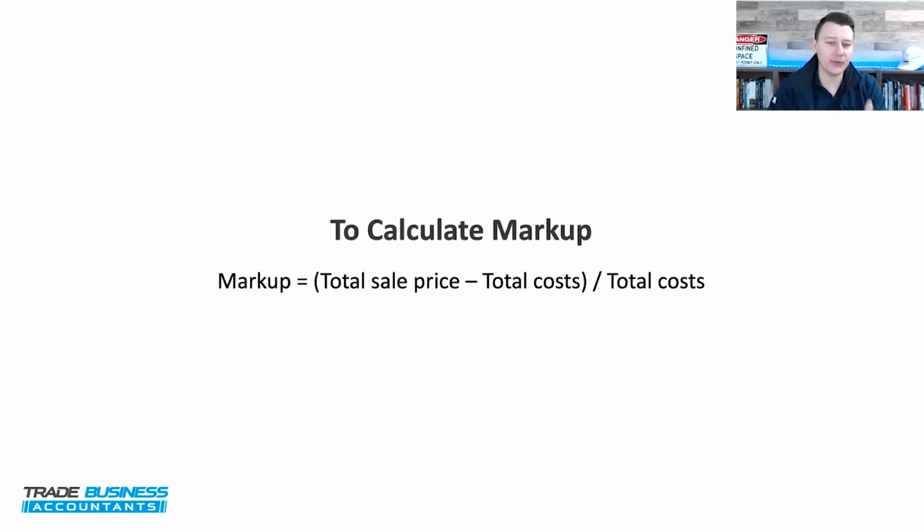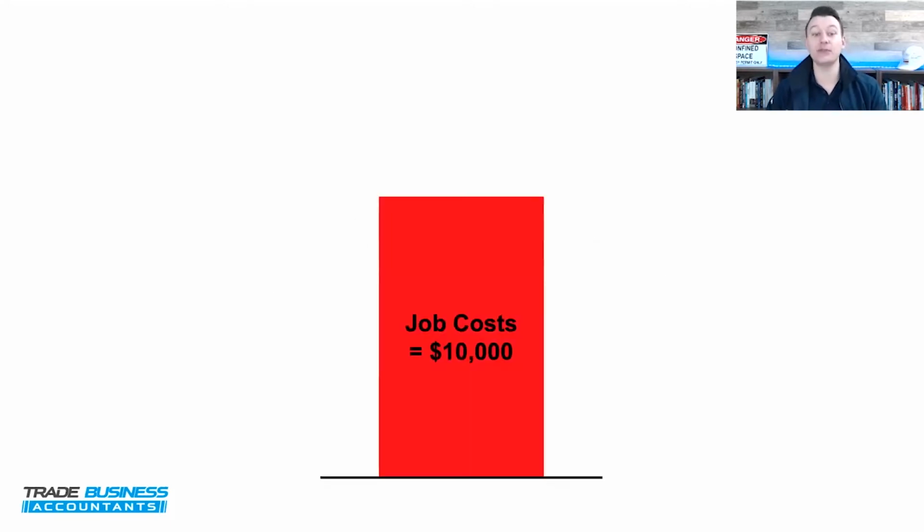Now, if we confuse the two of these, we can actually fool ourselves into thinking that we're going to be making a much better profit margin on our jobs and projects than we really are. And the best way to understand this is through an example. So let's say, for example's sake, you're quoting a job and you estimate there to be $10,000 worth of direct job costs. So across your labor, materials, equipment hire, what have you, $10,000 is what you estimate to be the costs of that job.